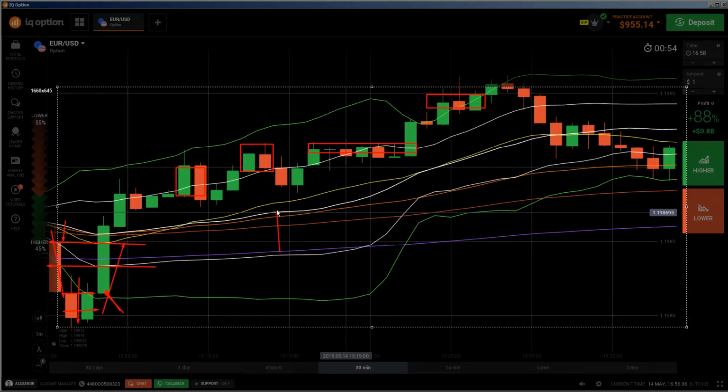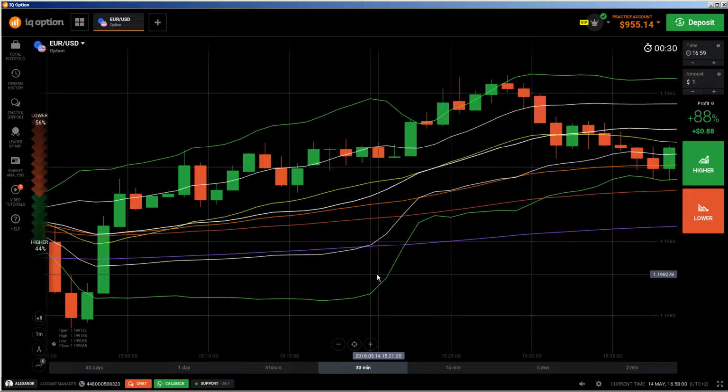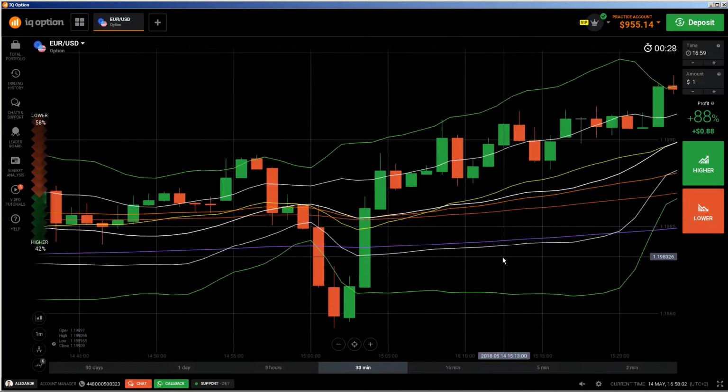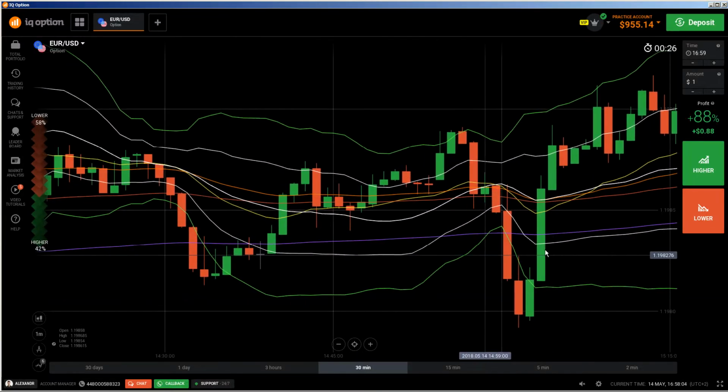You see also the EMAs are all close together. Yes, and the 200 EMA is flat. And that is the reason why this is not working out, because the 200 EMA is flat. And that is the reason why price tries to range around it. Yes, so that was this one. Let me see if I can show you another one here.